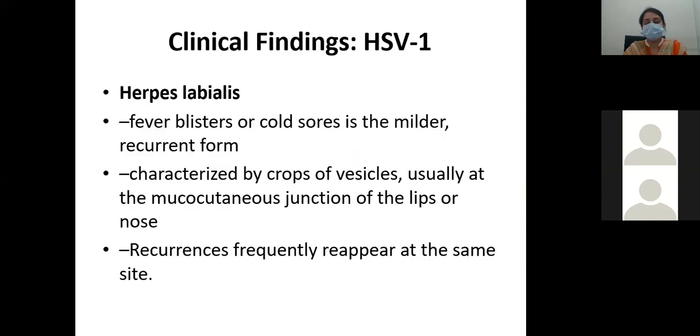Okay, then the next clinical finding can be herpes labialis. In herpes labialis, there is always fever, blisters or cold sores in the milder and recurrent form. It is also characterized by crops of vesicles, usually at the mucocutaneous junction of the lips or nose. Okay, I think you have already seen lesions on the mucocutaneous junction of the lips or nose of herpes simplex virus type 1, and recurrences frequently reappear at the same site.